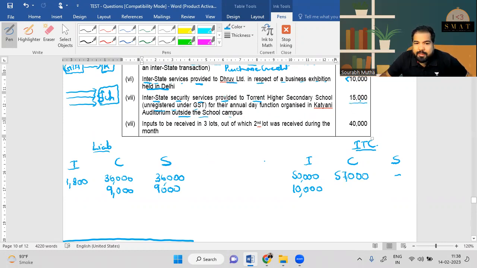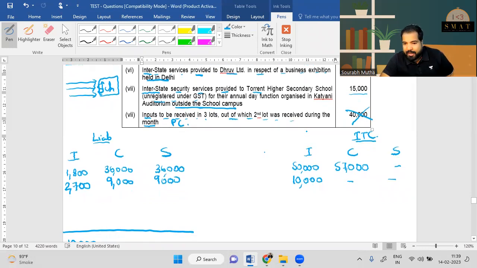15,000, it is interstate. So 15,000 again into 18% is 2,700. I hope you remembered why. If this was inside the school campus, this would be exempt. And inputs to be received in 3 lots. Again, this is purchase for credit, out of which the second lot was received during the month. So you will not get any credit. Why? Because this will be a working note, because on this purchase, you haven't received the entire goods.